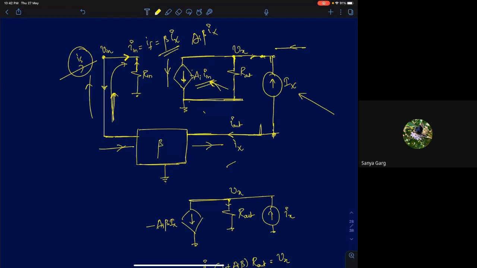Yeah. So for a negative feedback amplifier, when I'm writing a negative feedback amplifier, the loop gain always has to be negative. So I'll just clarify the polarity here. Just give me a minute. I'll just clarify the polarity.